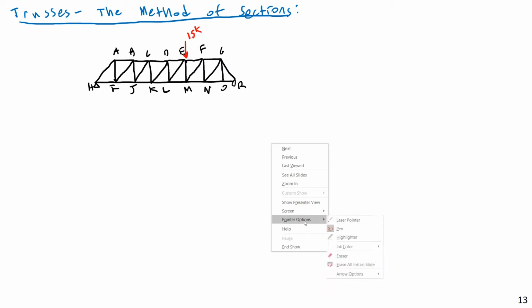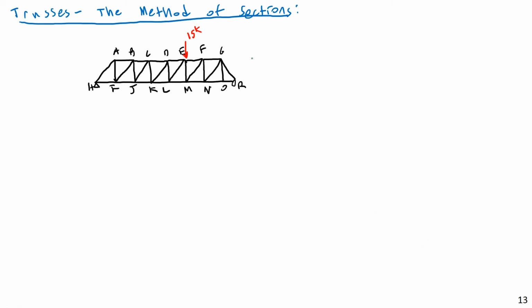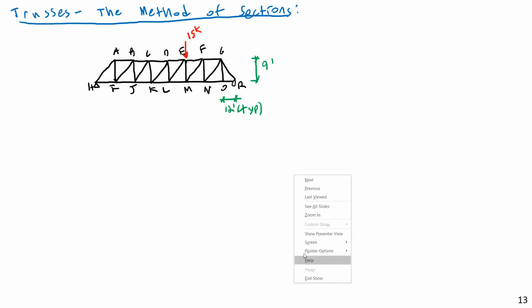And then I'll give this some dimensions. So let's say this is maybe 9 feet tall. And then maybe each of these is, let's go 12 feet wide. And I'll just say that's typical. So each of these bays here is 12 feet across, and we have 1, 2, 3, 4, 5, 6, 7, 8 of them.